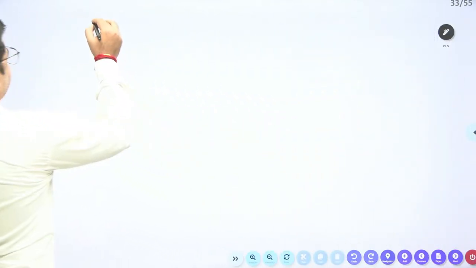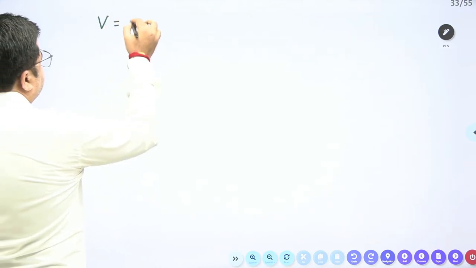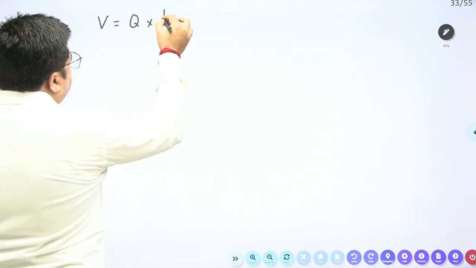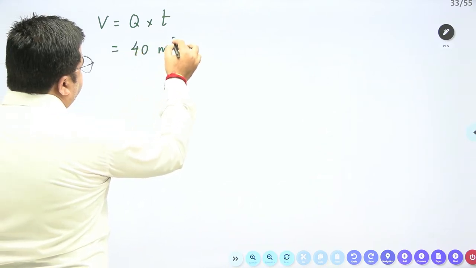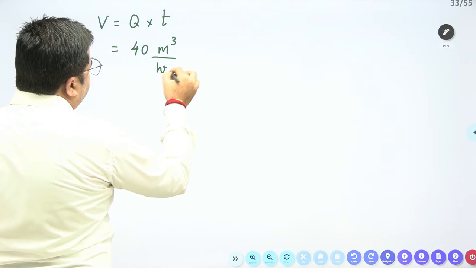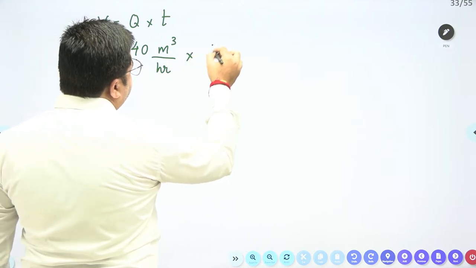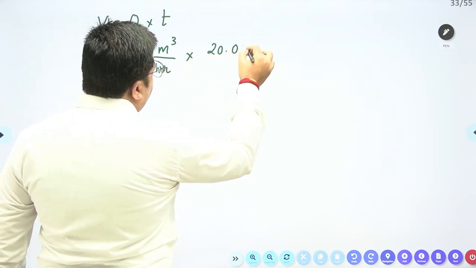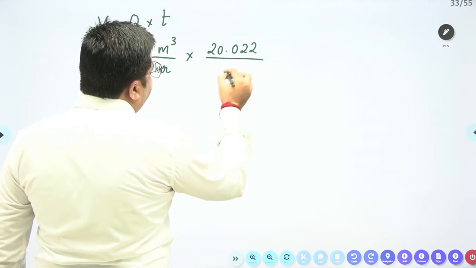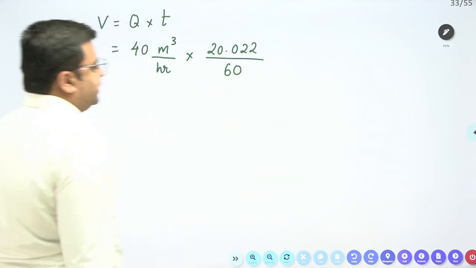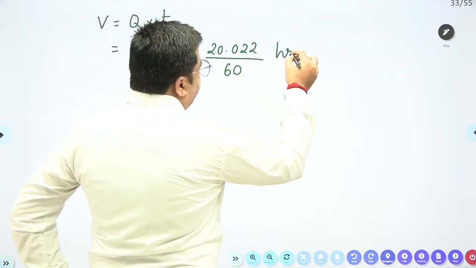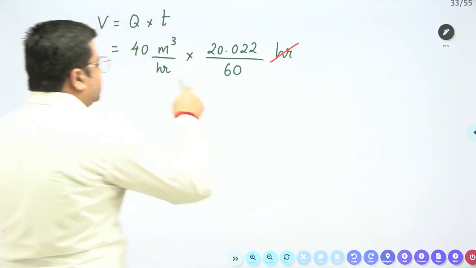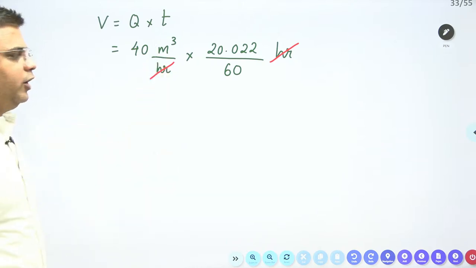So this volume is discharge multiplied by time. The discharge is 40 meter cube per hour multiplied by time, that is 20.022 minutes. Converting into hours, it has to be divided by 60, right? So this is in hours, and the hours will cancel out, and the expression of volume can be calculated.